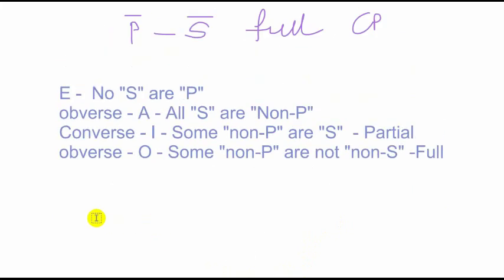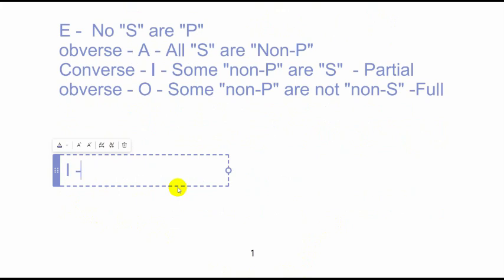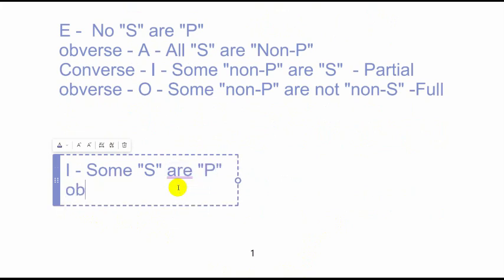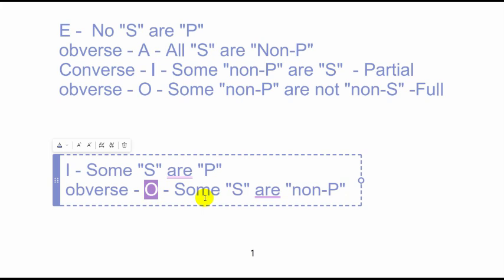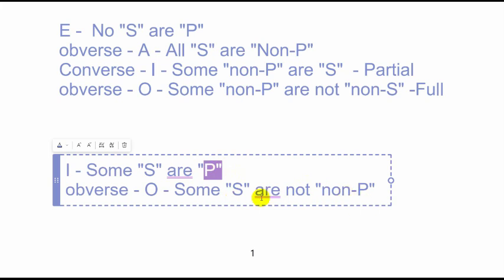Next, let us move to the I proposition. I proposition states some S are P. The obverse is O proposition, which states some S are non P. Again, the rule for the obverse is, first we take the O proposition, we write some, then since we are converting it into O proposition, there will be some are not, and in obverse we have to replace the predicate with its complement. So some S are not non P.